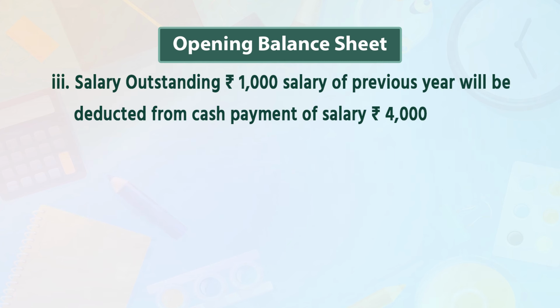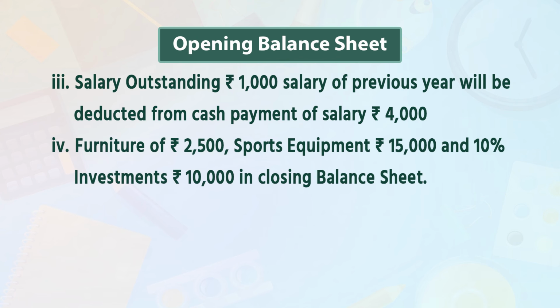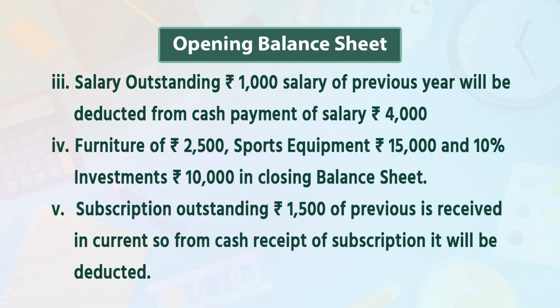The third point is salary outstanding, that is rupees 1,000. Salary of previous year will be deducted from cash payment of salary, that is rupees 4,000. Next, furniture of rupees 2,500, sports equipment rupees 15,000 and 10% investment rupees 10,000 in closing balance sheet. Fifth point, subscription outstanding rupees 1,500 of previous year is received in current year. So, it will be deducted from cash receipt of subscription.